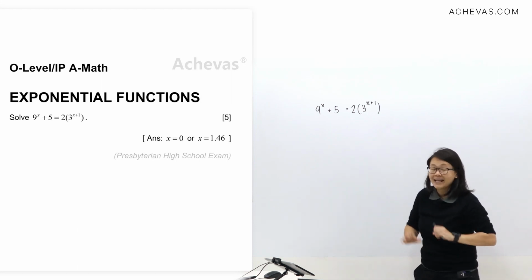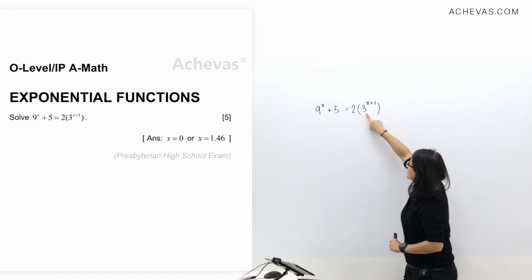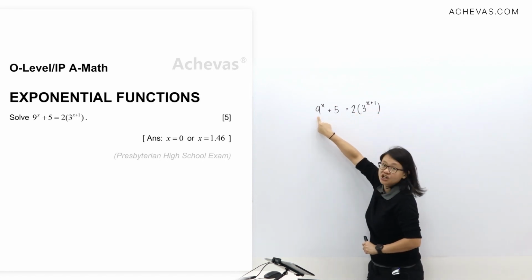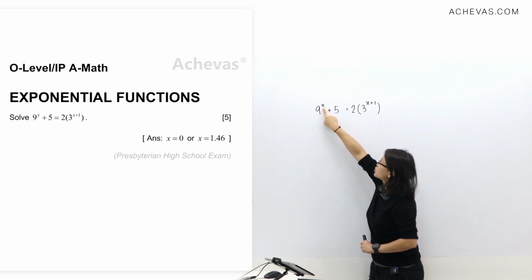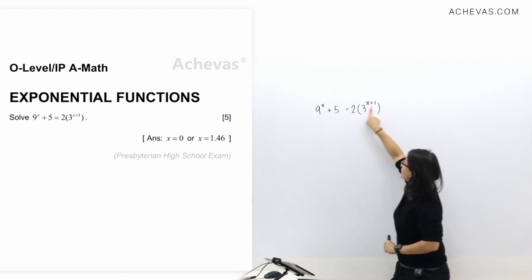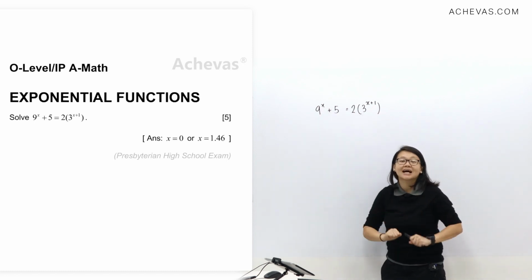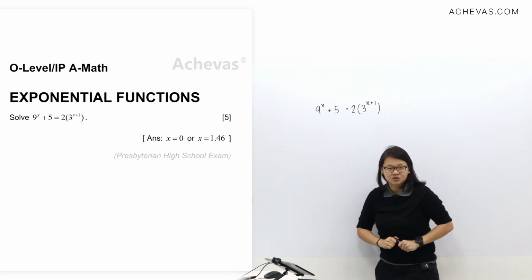And before we do that, let's analyze this one here. This is base 3, power is x plus 1. This is base 9, which can change to base 3, but the power is only x, okay? So this power here and this power here, we need to adjust a tiny bit before we do some substitution.